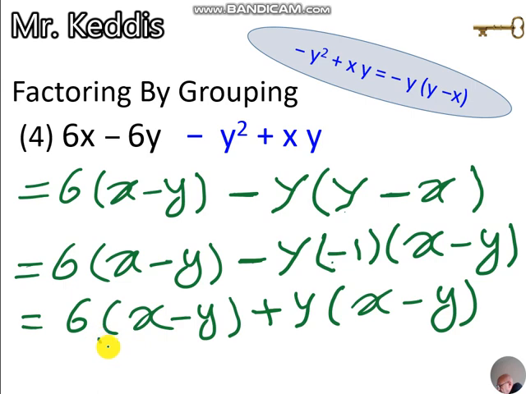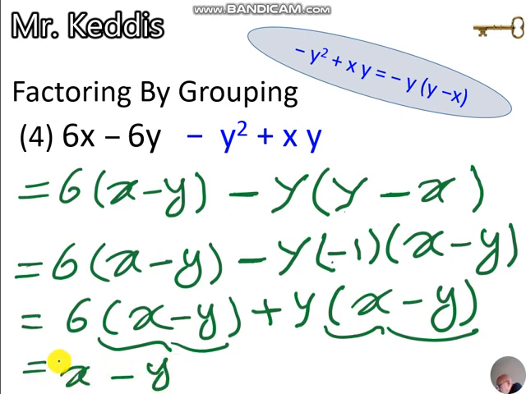You have x minus y here as a common factor. X minus y times 6. Because you multiply by 6, I get the first term. If you multiply by y, you get the second term.